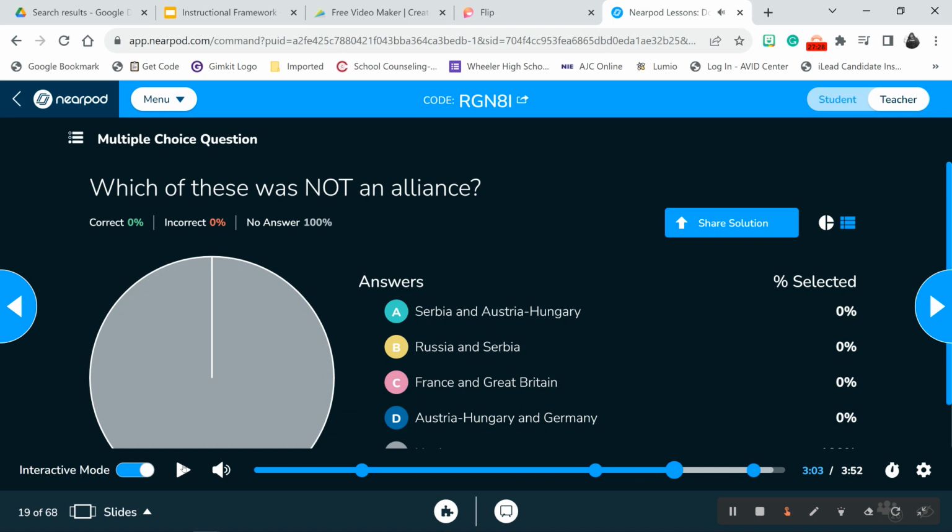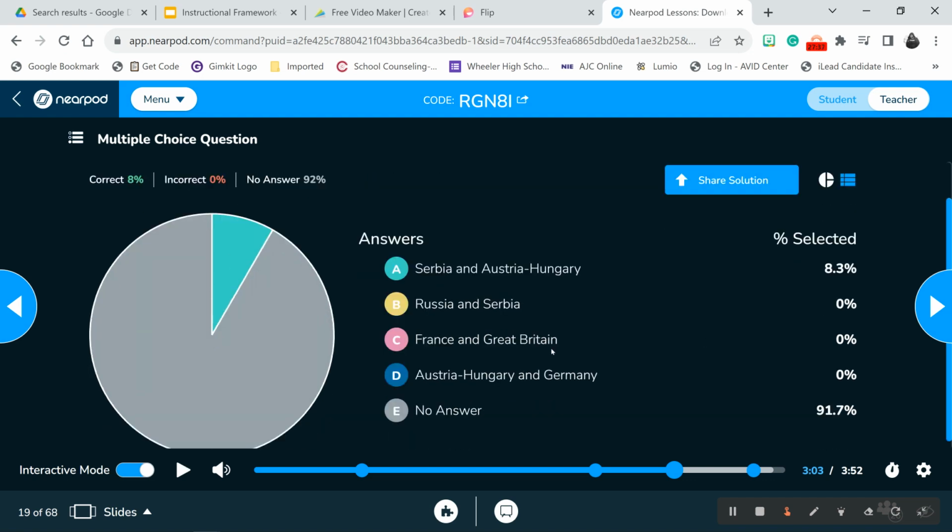All right, very quick one here. Which of these was not an alliance? About 30 seconds. If you're just paying attention, the answer's going to be on the board, so no one should get this one wrong. You got this.